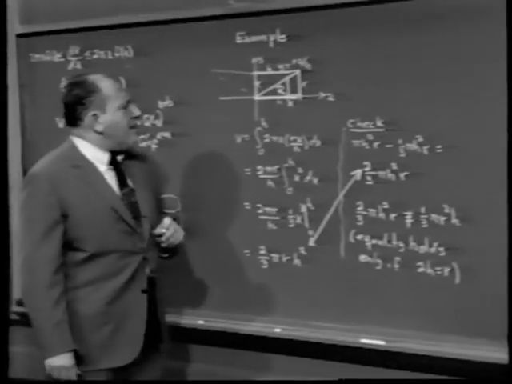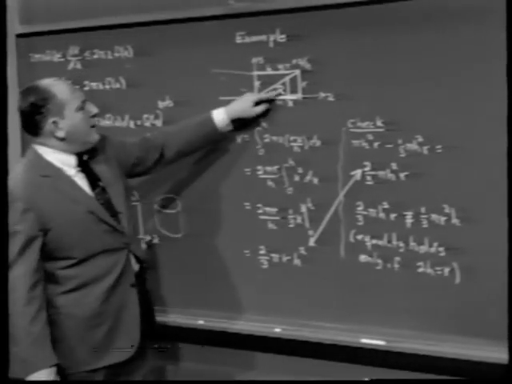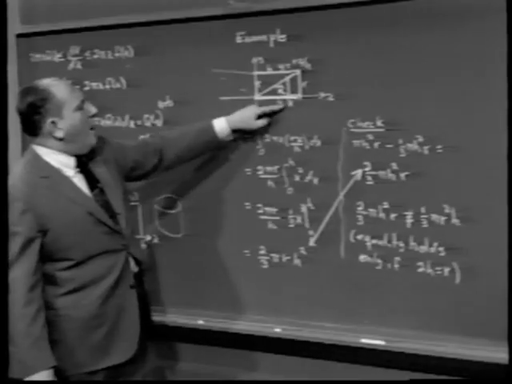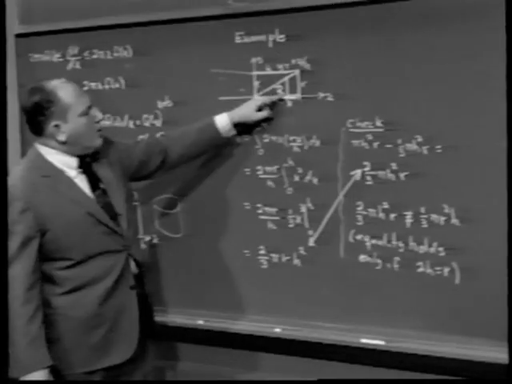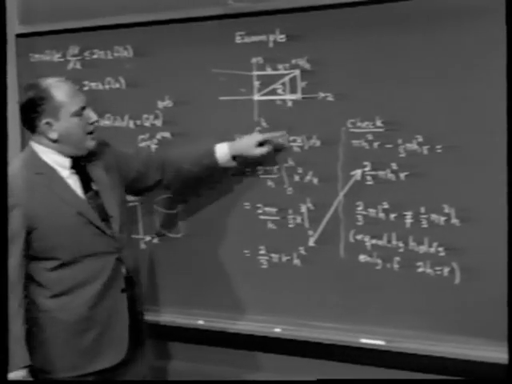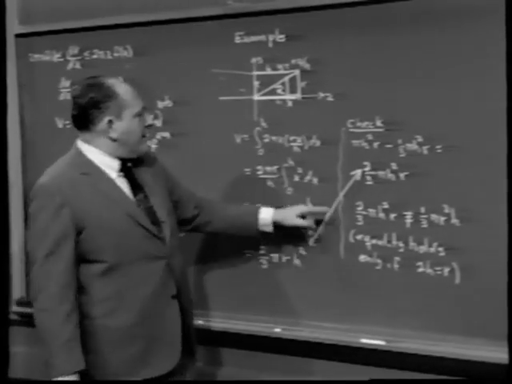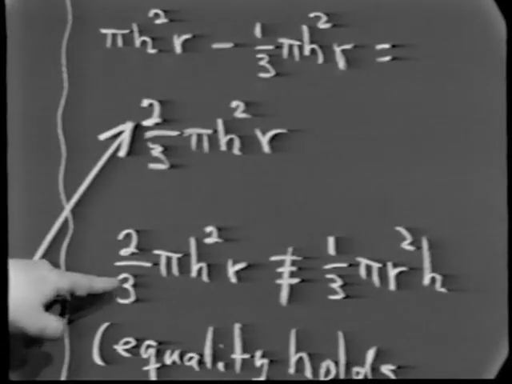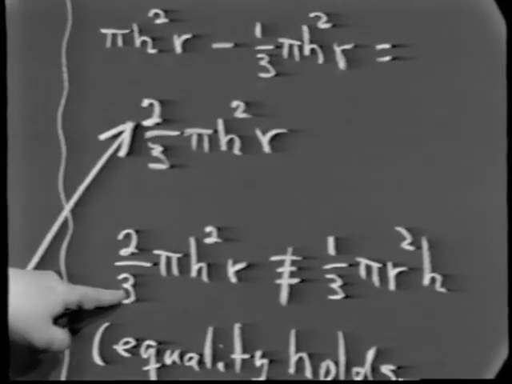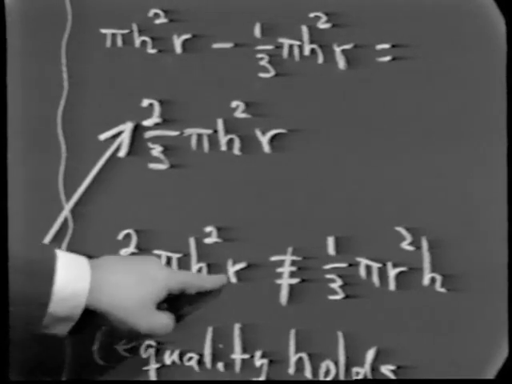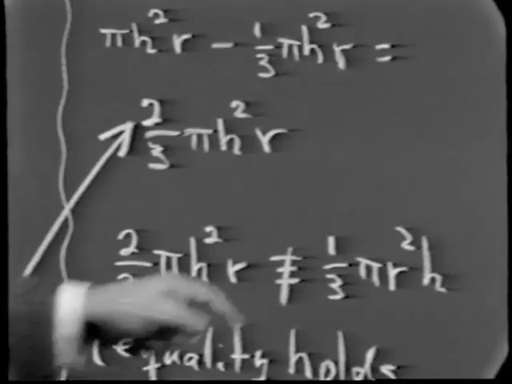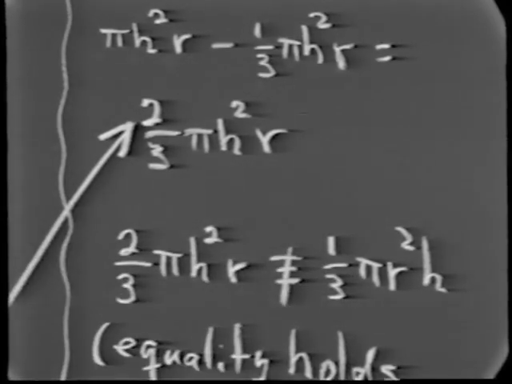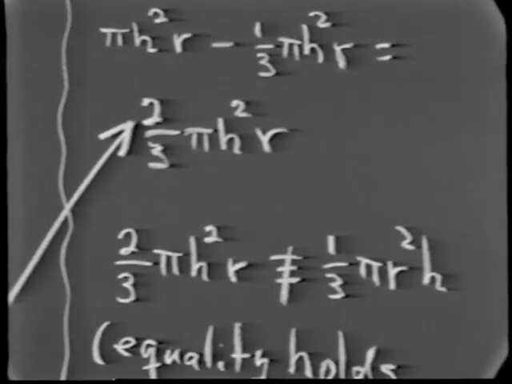By the way, just as an aside, notice that the region R generates a different volume if we rotate it about the y-axis than it did if we rotated it about the x-axis. Numerically, what we're saying is that we just found that the volume when rotated around the y-axis is 2/3 pi h squared r. We know that when we revolve that about the x-axis, it's 1/3 pi r squared h, and these two expressions are not identical.